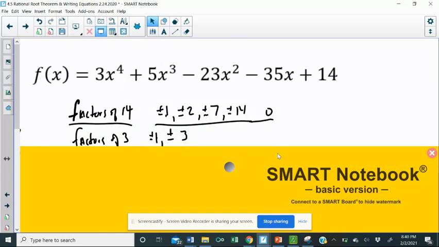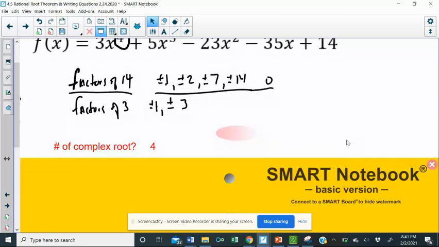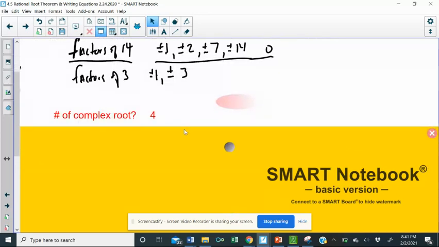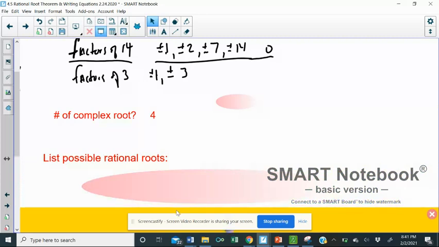All right. So the first question is, what is the number of complex roots do we have for this problem? So if we take a look here, our degree of the polynomial is the number of roots that we will have. And again, complex means that we could have imaginary and rational. Okay, we've got radicals in there, we have lots of stuff. So the other question is list all your possible rational roots.